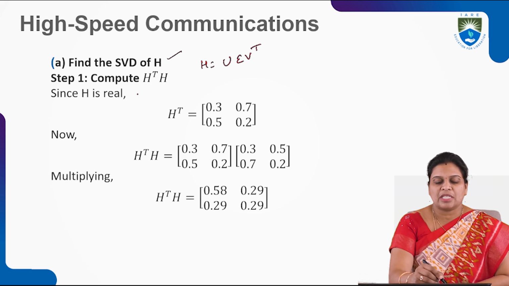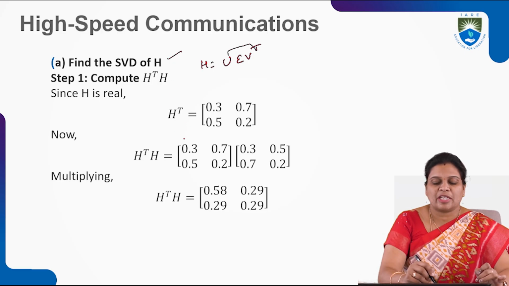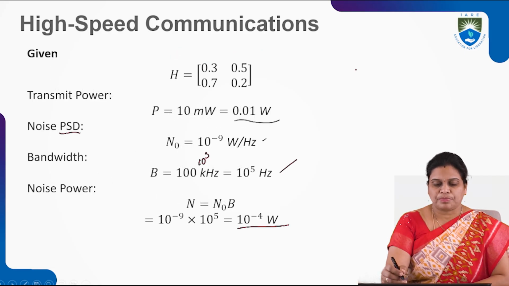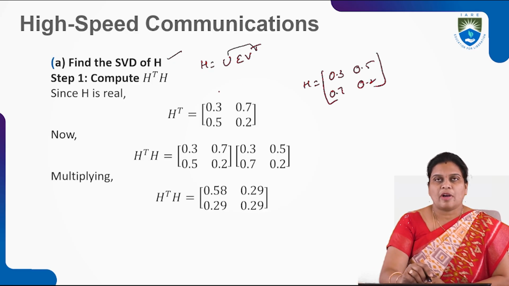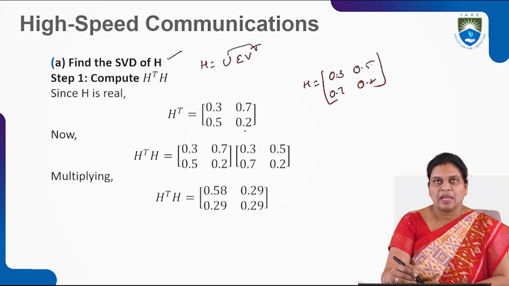Since H is real, first find H transpose H, that is V transpose. Here we are taking only one channel matrix, so we are finding the transpose of H. What is the H value? 0.3, 0.5, 0.7 and 0.2. Applying the transpose of H, rows will be converted to columns and columns to rows. So the row 0.3 and 0.5 will be converted to a column. Similarly 0.7 and 0.2 will be converted to another column. So this is the transpose of H.